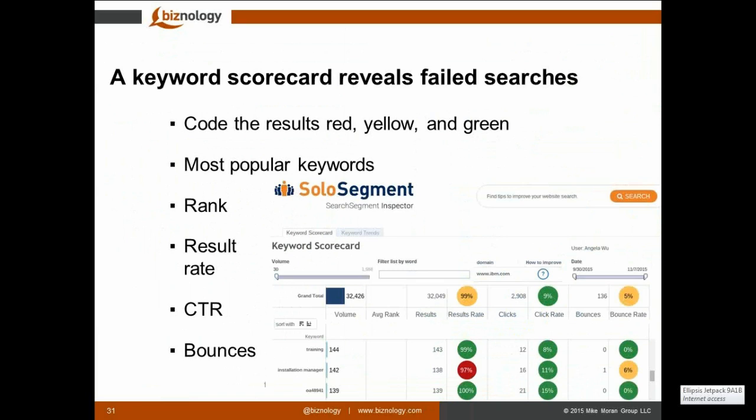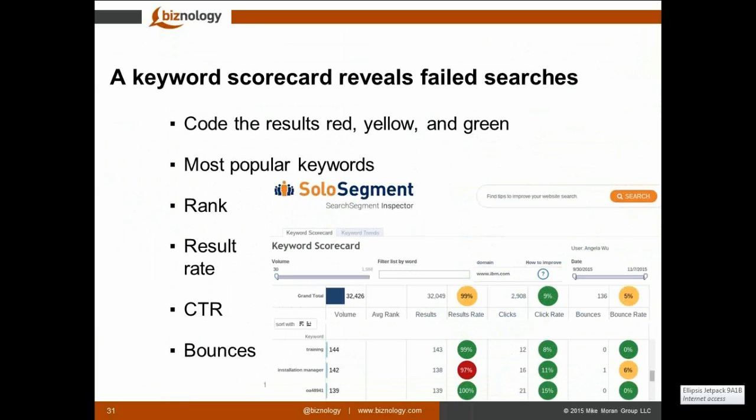So some of this might sound hard. And when I said, hey, go look at your web analytics and you'll find the answer, well, the truth is it's actually fairly difficult to find the answer in your web analytics system. So one thing you can do is you can use a keyword scorecard. And what it will do is it will put all the information in one place. It can actually tell you whether the results you're getting are good, bad, or indifferent.